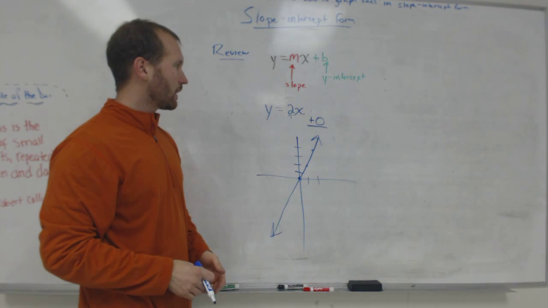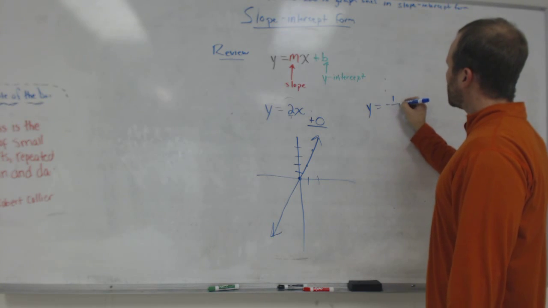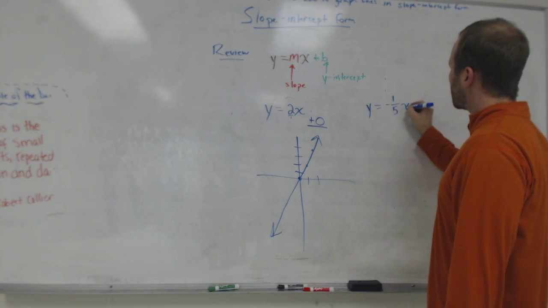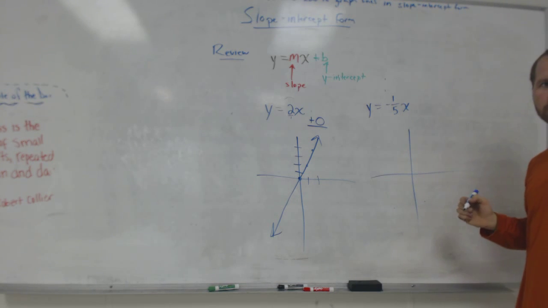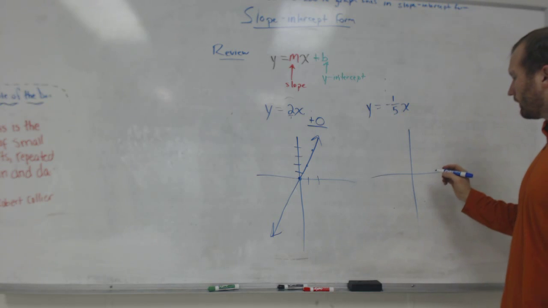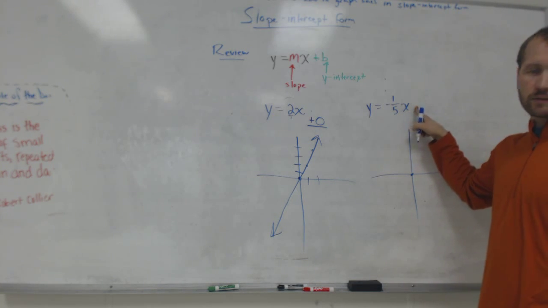Alright, what if I had some of those negative 1/5 x? Where am I going to start? Start at 0, because there's no b, so b is 0.